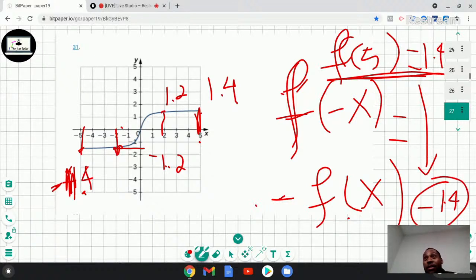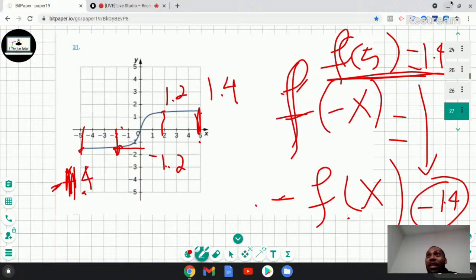And it's not an even function. That means the function is odd. And because the function is symmetric about the origin, it's an odd function. If it was symmetric about the y-axis, we would have an even function. Now, that's all we have for today.